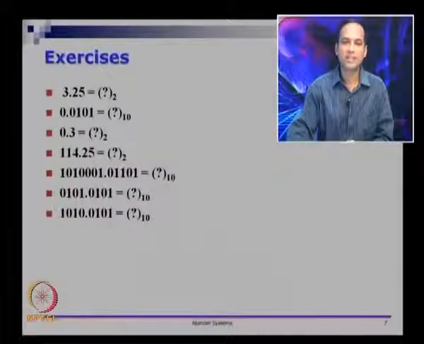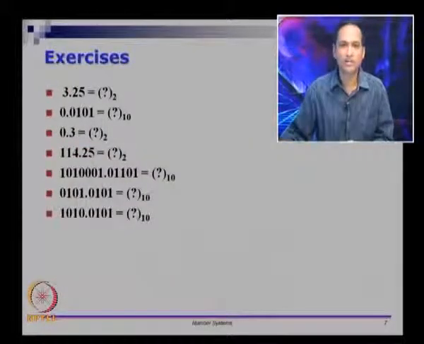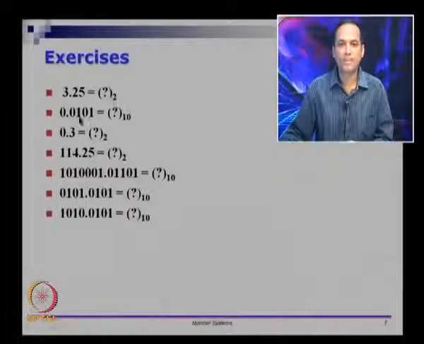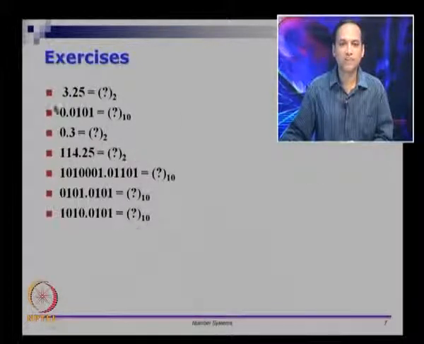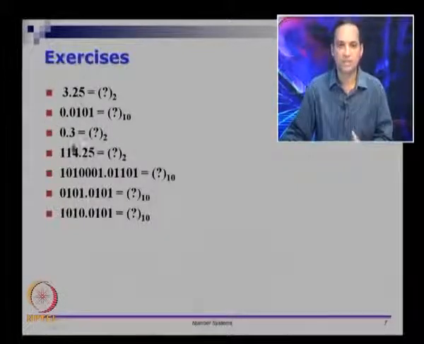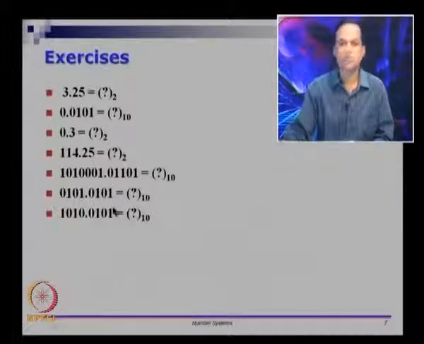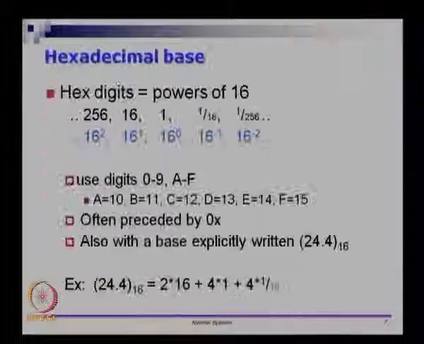So these are several exercises that I would like you to look at. So 3.25 in decimal is what in binary, then 0.0101 is what in decimal and so on. So the right side says what you should be converting to, the left side is the other one. So if the right side is decimal, left side is binary, if the right side is binary, left side is decimal. So try this out and ensure that you get the answers for it.